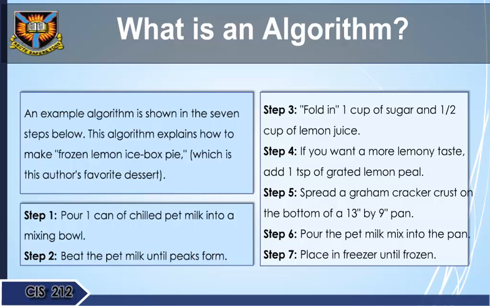Step 5. Spread a graham cracker crust on the bottom of a 13 by 9 pan. Step 6. Pour the pet milk mix into the pan. Step 7. Place in freezer until frozen.